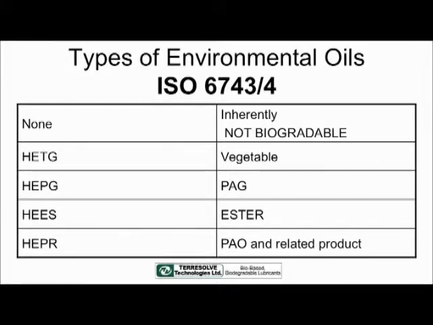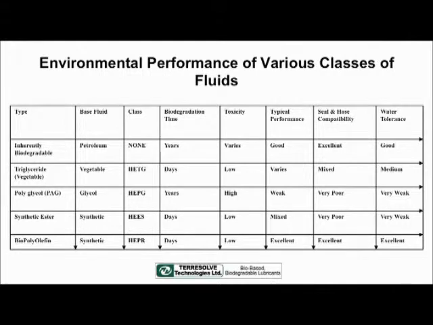And finally the HEPR, which is hydraulic environmental PAO and related products, which is a fairly new classification. The HEPR, the PAOs, are a top-tier synthetic fluid which are commonly used in today's synthetic engine oils and hydraulic fluids. You can see in this chart the various performance and types of classes of fluids from the HETG all the way through the HEPR. I wanted to throw in one other classification that people talk about, which are the inherently biodegradable products, which are not classified as environmentally safe by the ISO.